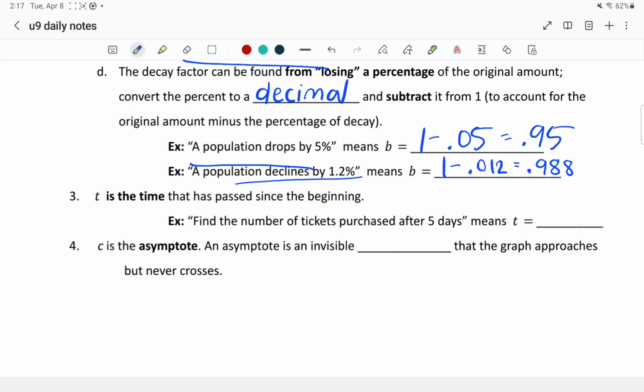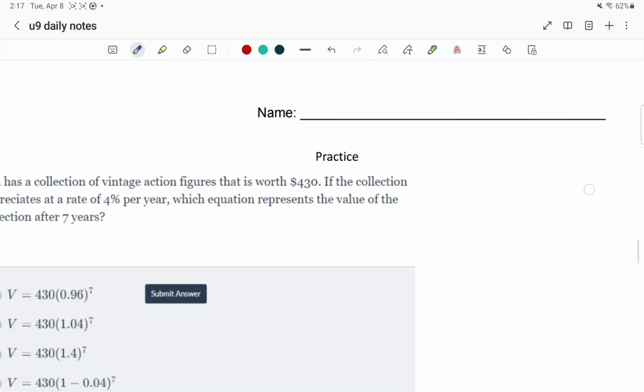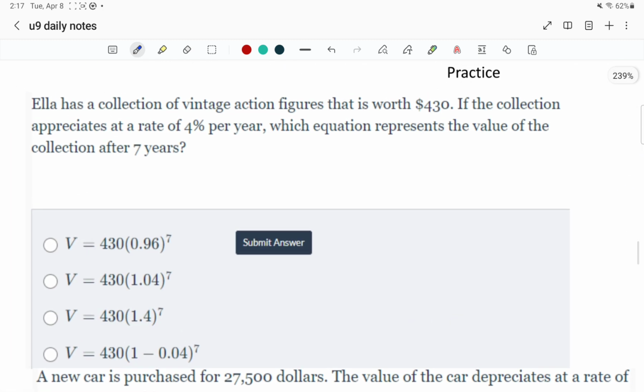Okay? And the last variable that we'll talk about today is time. It can either be a t or an x. I think most of the time on your homework it's an x, so let's get used to that. If it represents time, whatever part of time you have, that's what it is. So if it's 5 days, then x is 5. C is the asymptote. An asymptote is an invisible line that the graph approaches but never crosses. That is one of your vocabulary words. Okay, let's flip our page and see how we do this in practice.